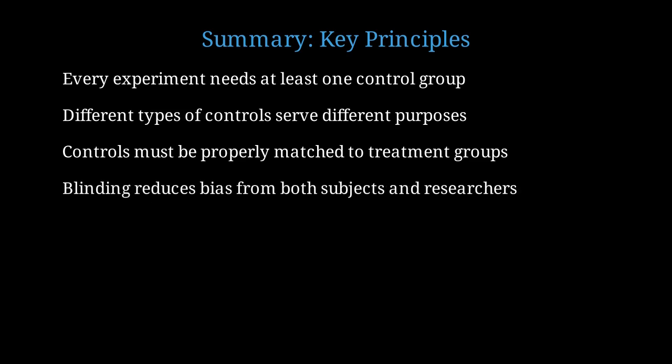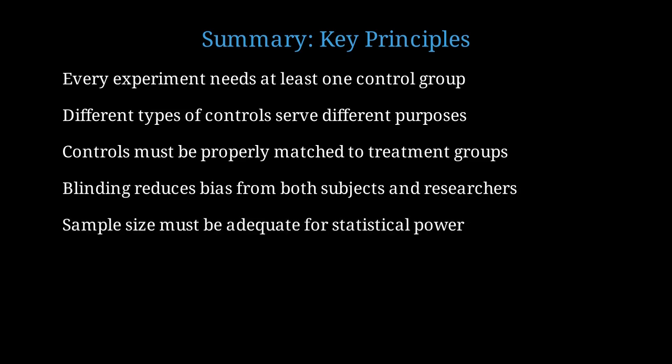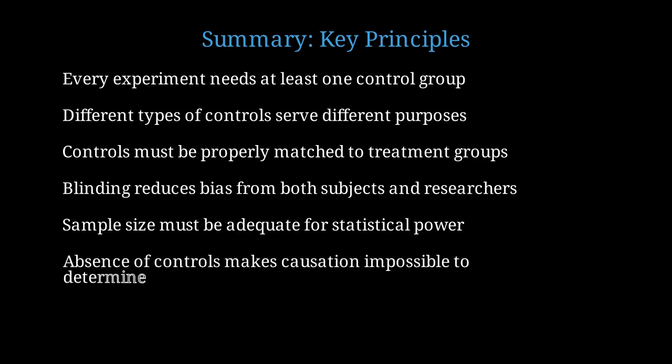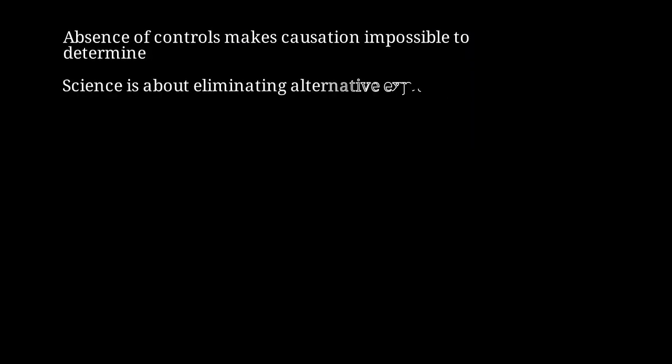Blinding, especially double blinding, reduces bias from expectations and interpretation. Sample size must be large enough to detect real effects. Calculate required sample size before starting your experiment. The absence of proper controls makes it impossible to determine whether your independent variable caused the observed effect or whether something else did. This is the fundamental reason controls are essential. Remember, science is fundamentally about systematically eliminating alternative explanations. Controls are the primary tool for doing this. Without them, you're just making observations, not doing experiments.